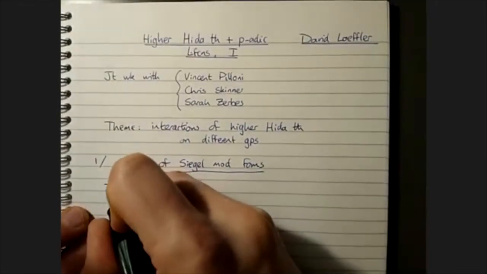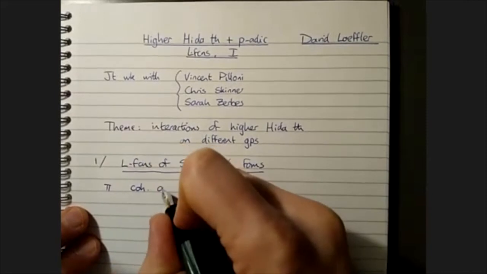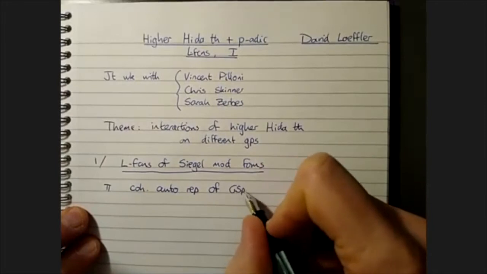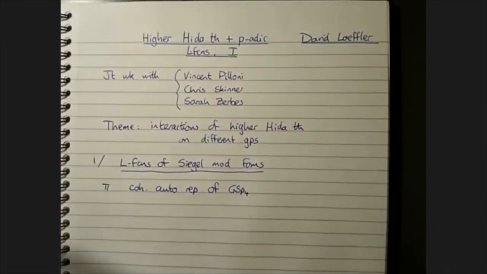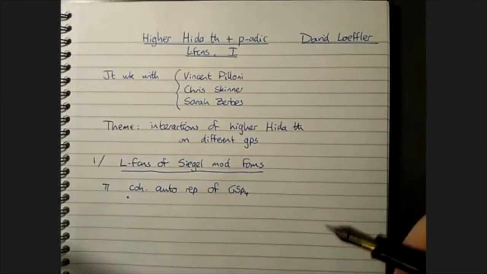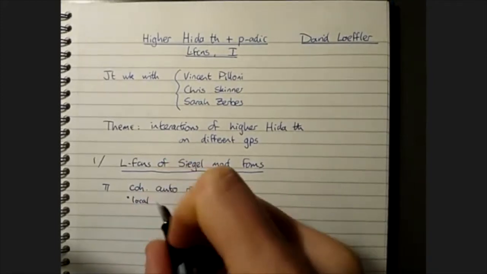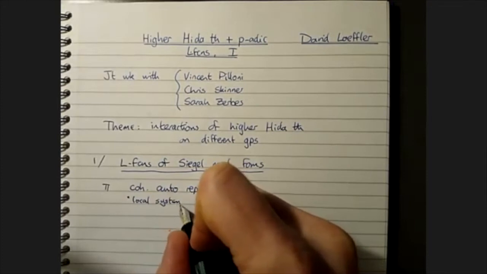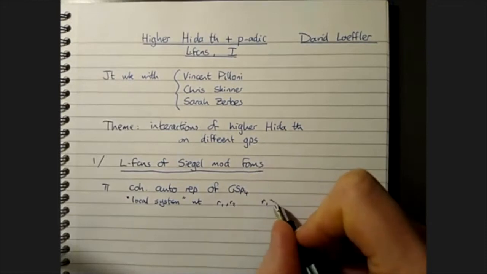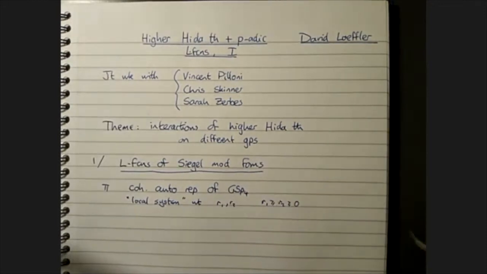So I want to take pi to be a cohomological automorphic representation of GSp4. And as we saw at the end of Vincent's talk a moment ago, this has somehow a local system weight, which is the weight of the local system whose cohomology it contributes to. And that's a pair of integers, R1, R2, with R1 at least R2, at least 0. And then it contributes to the cohomology of many coherent sheaves.